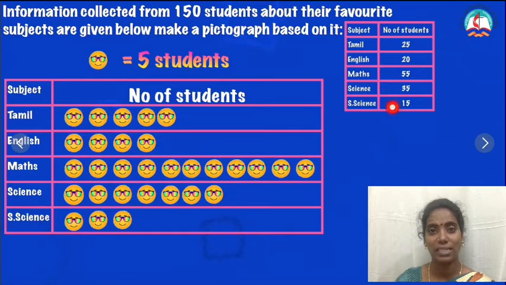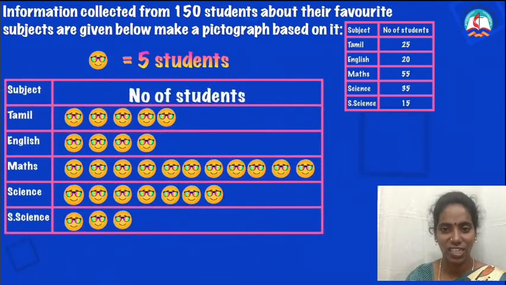This one is called a pictograph. It's easy to collect information while we are seeing the pictures. That's why the pictograph is an easy method. Now look here.